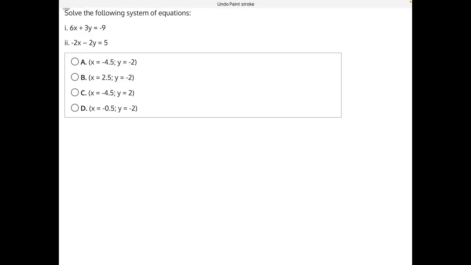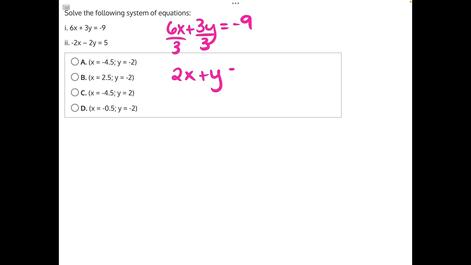So we could either divide 6 by 3 to get to 2, or we could multiply 2 by 3 to get to 6. I'm going to recommend you divide. So let's go ahead and divide this entire equation by 3. 6x divided by 3 will give us 2x. 3y divided by 3 will give us y. And negative 9 divided by 3 will give us negative 3.